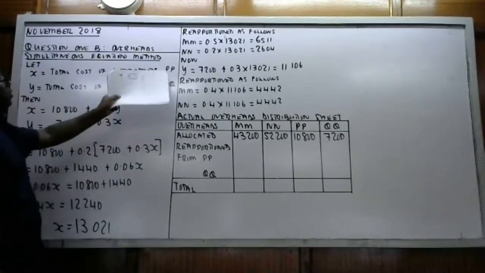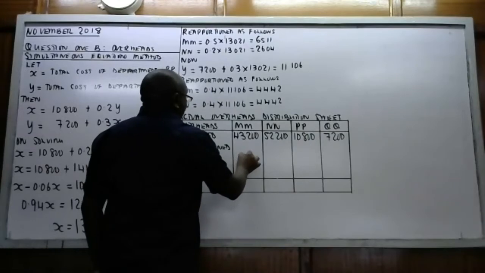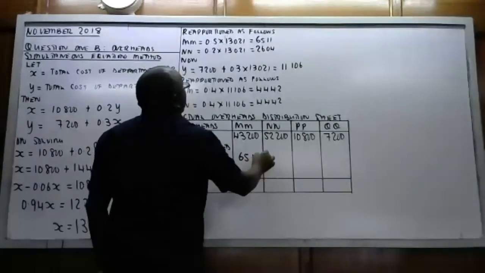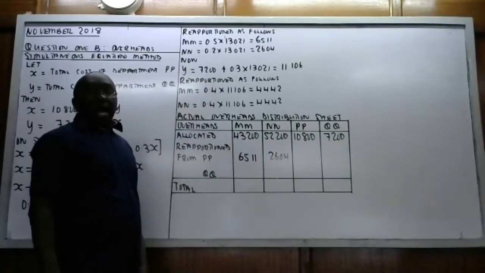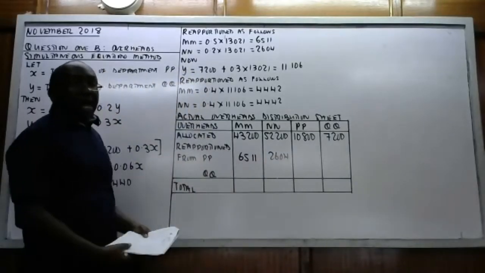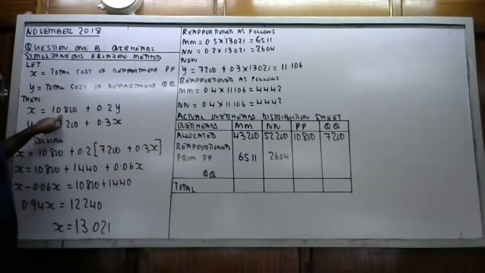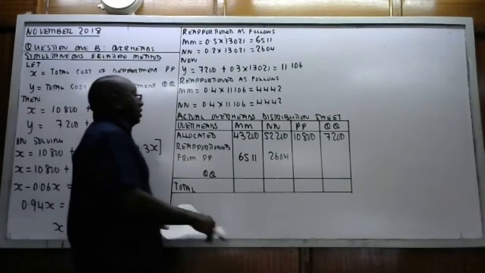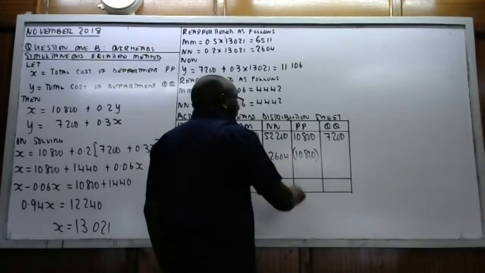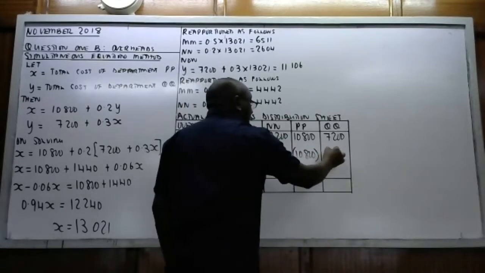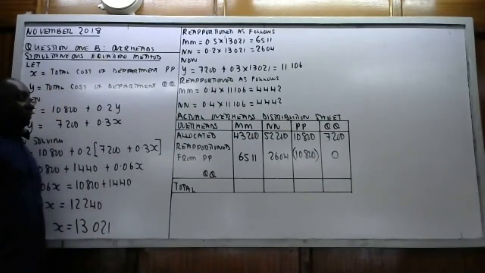Then from PP, which was our X, this one received 6511. This one received 2604. And what we were doing, we were reapportioning this 10,800. Hope you can see where we began, the 10,800. So hii ndio tulikuwa tunatafuta. So unaiweka hapo in brackets, na huyu hakuna kitu anapewa. QQ does not receive anything.